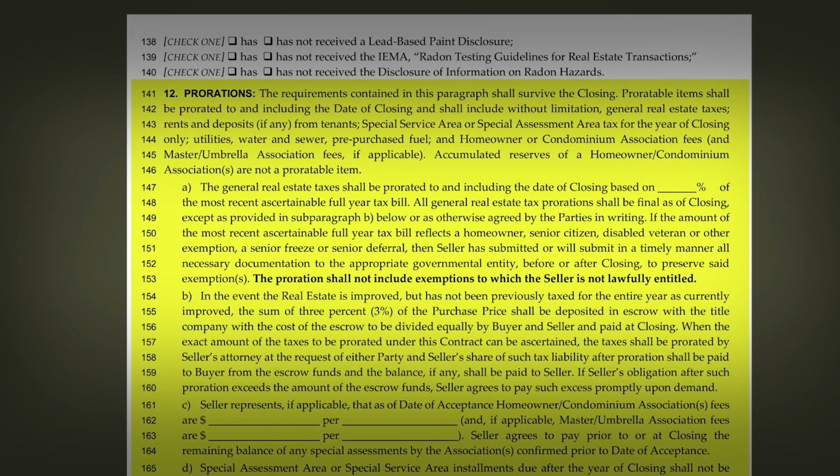So the proration shall not include exemptions to which the seller is not lawfully entitled, same as before. But on 154B, in the event the real estate is improved but not previously taxed for the entire year, as currently approved, the sum of 3% of the purchase price shall be deposited in escrow with the title company. A little bit of a change here, just something to note.